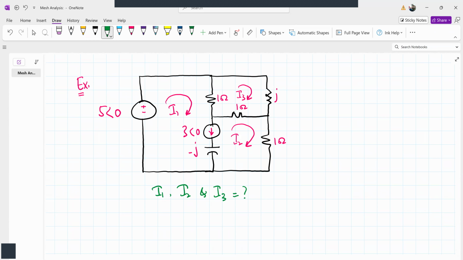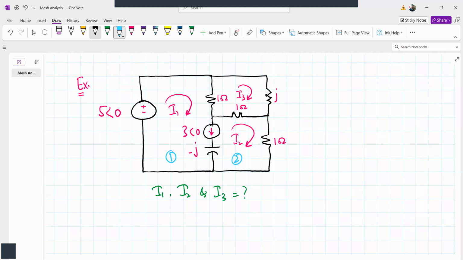Okay, so let's start. What we'll do, we'll use mesh analysis. But if you look at mesh 1 and mesh 2 here, mesh 1 is this, mesh 2 is this. There's a current source in between. So when we apply KVL to this mesh, we won't be able to apply the KVL at this 3 ampere current source. Why not? Because we don't know the voltage across this 3 ampere current source. So how do we solve this problem?